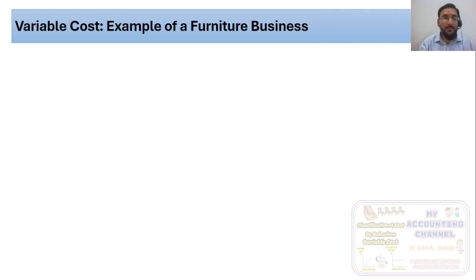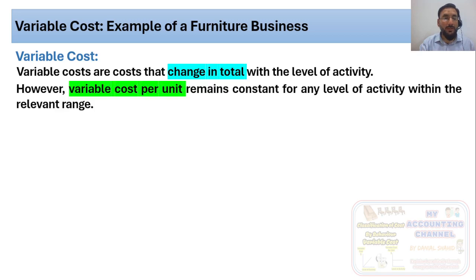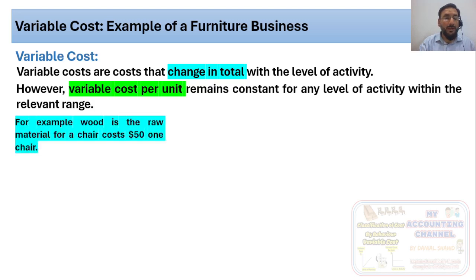Now let's take an example of furniture business. Again, revise the variable cost. The variable costs are costs that change in total with level of activity. However, variable cost per unit remains constant for any level of activity within the relevant range. Let's assume that there is a furniture business, and wood is the raw material for the furniture, and the business is manufacturing the chairs. Per chair cost $50 raw material, $50 wood.